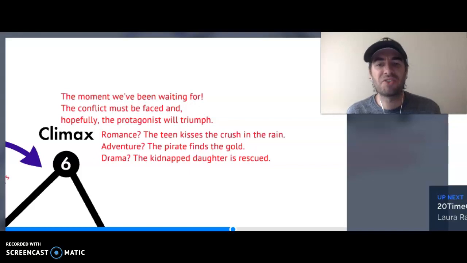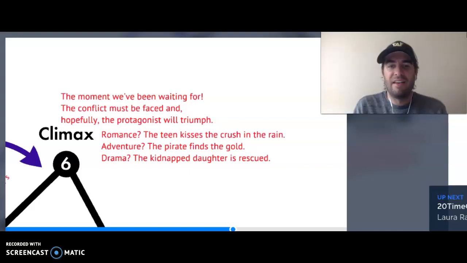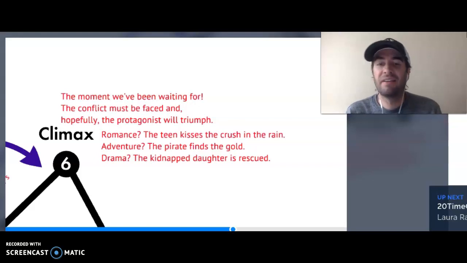If this is a romance story, this is when that teen kisses the crush in the rain. If this is an adventure story, this is when the pirate actually finds the gold, finds that booty. If this is Liam Neeson's story, this is when he actually rescues his kidnapped daughter.